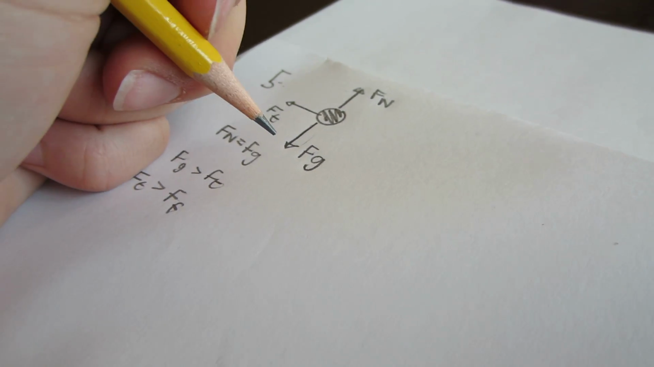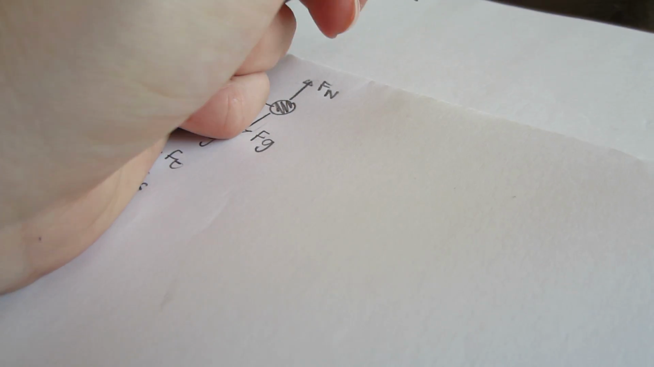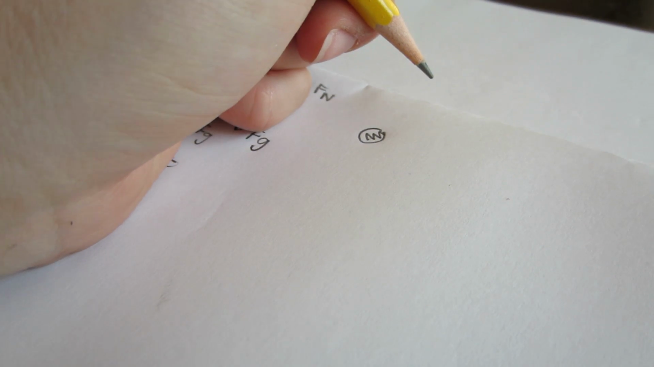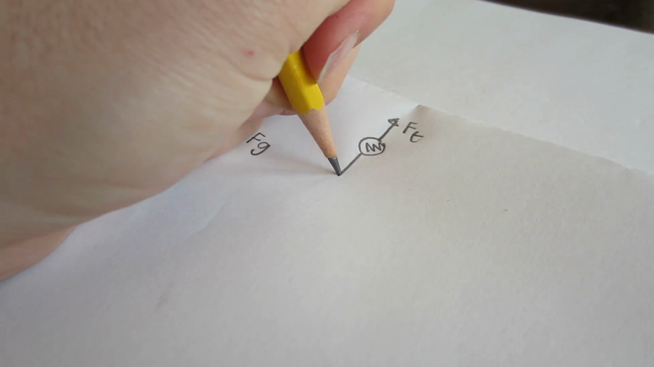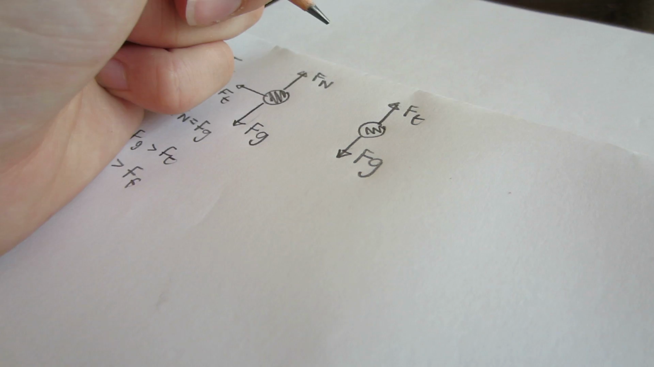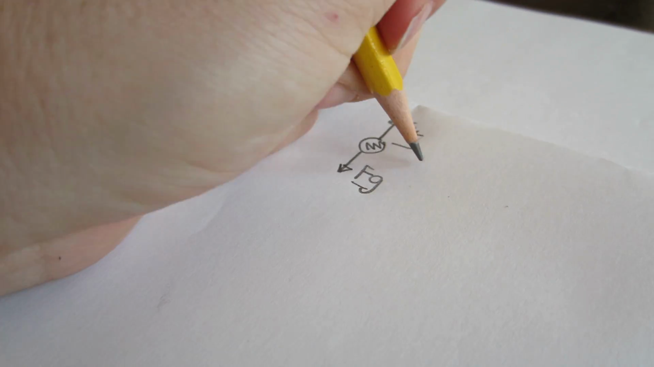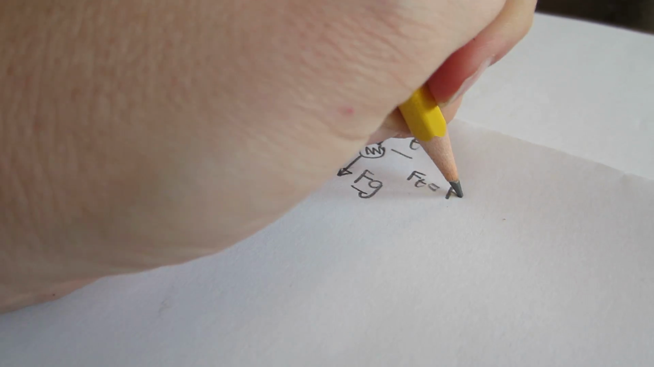And then for the second object, you're going to draw your base again. The only two forces that the second box has are force tension from the pulley pulling it up, and then force gravity pulling it down. And then you know that these are going to be equal, so it's going to be force tension equals force gravity.